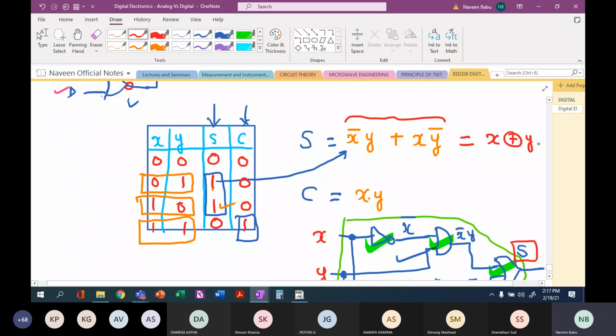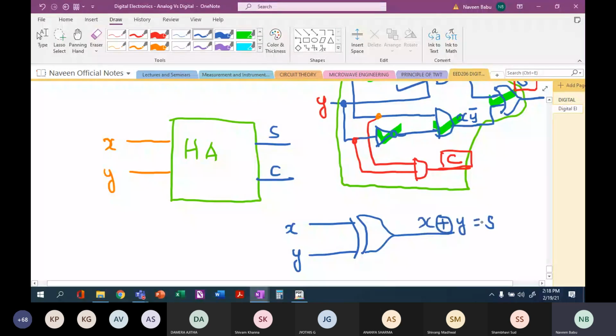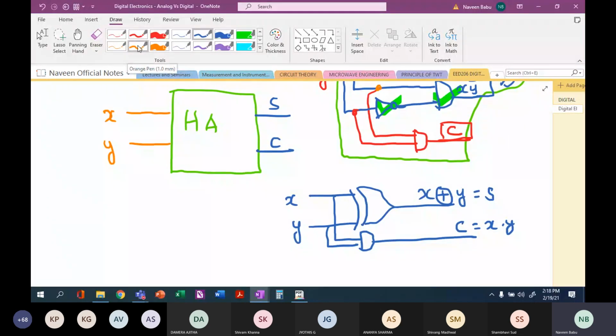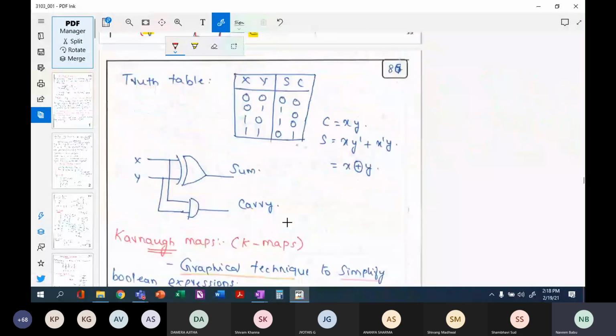So in a simpler form, the complete circuit can be redrawn as I'm having an x term, I'm having a y term, right? This is nothing but an XOR. x XOR y is our sum term, and the AND operation of this is our carry term, which is nothing but x dot y. So simply, this is our black box, right? So this is how we implement our sum terms and carry terms. Any doubt here?